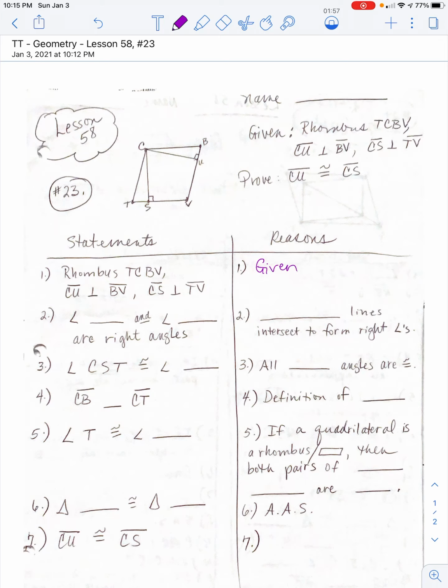We just need to state the reason: we have a rhombus TCBV, and all the parts that I've already talked about with the perpendicular lines were given up here in this information. So we'll just write given there.